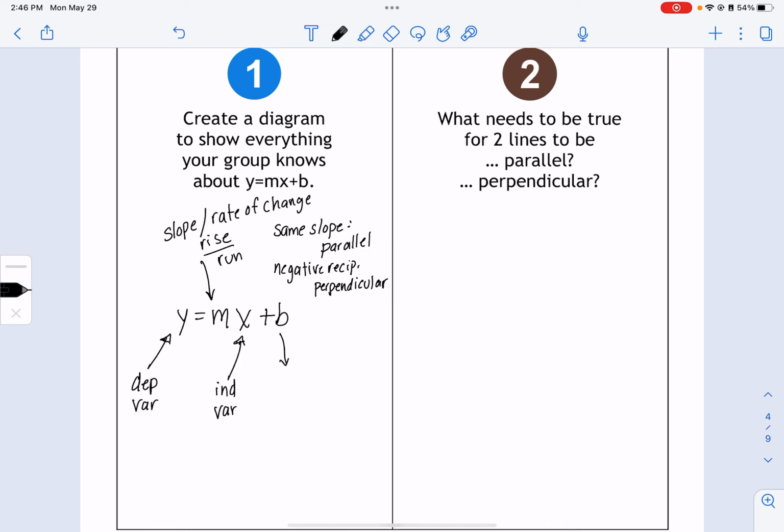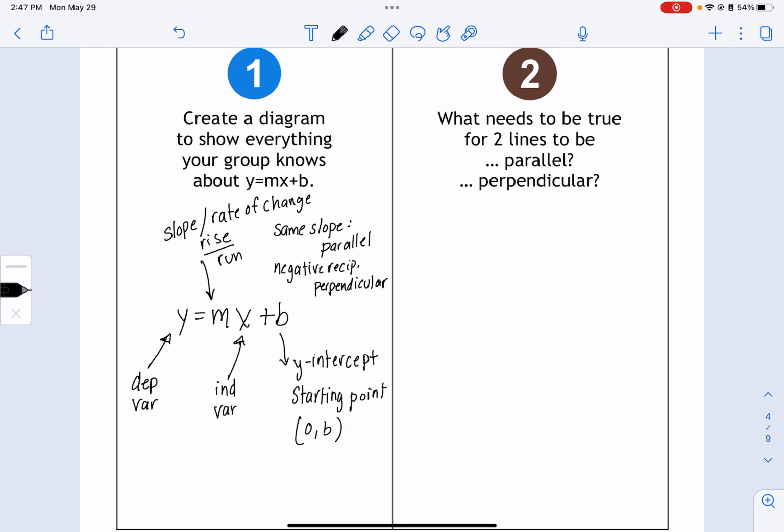With the y-intercept, on the other hand, that's your b. This is where your relation starts. This is your starting point. In other words, the b gives us a free point on the line. (0, b) is a point on that line, okay?